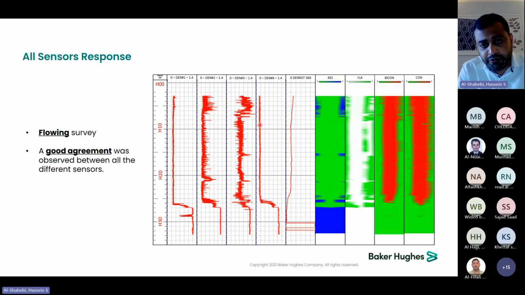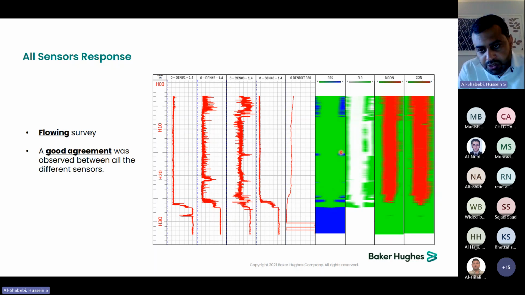At the top side, you can see it is reading almost gas, and it is reflective in the biconical and conical image over here. Also in the fluorescence, you can see at the top side there is no fluorescence, meaning we are having gas. And from the resistance, because it cannot differentiate gas from oil, but at least it's showing us it is a hydrocarbon.